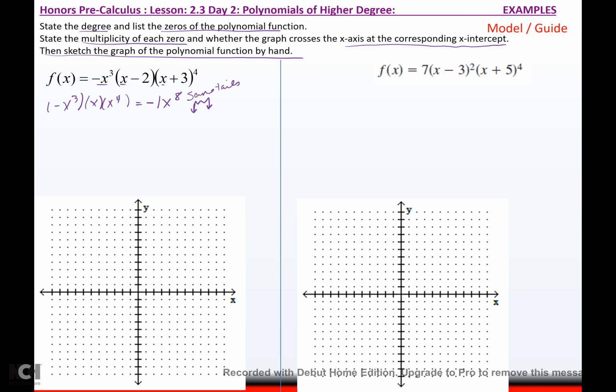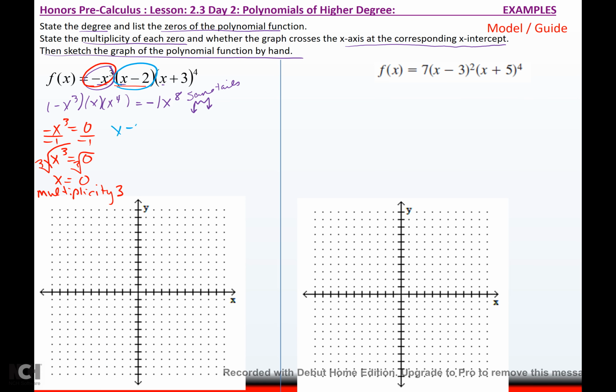Now, where are they going to cross through the x-axis? You take each of your factors. Negative x cubed, set it to 0, solve it, divide by negative, x cubed equals 0, cube root, x equals 0, with a multiplicity 3.